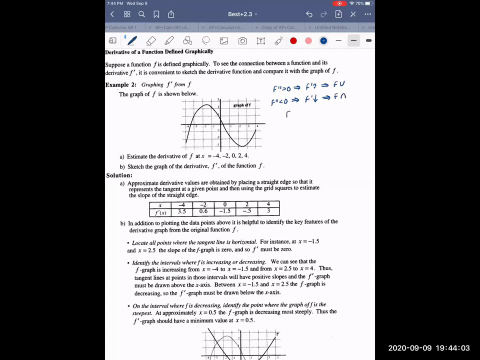When f is increasing, we know that the derivative graph has to be positive, and when it's decreasing, we know that the graph of the derivative has to be negative, meaning negative below the x-axis, positive above the x-axis.